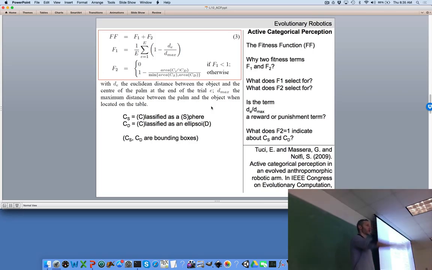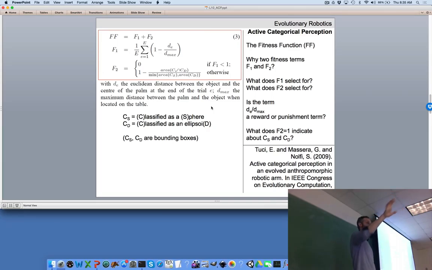F1 selects for robots that keep contact with the object. The palm is always touching the object in some way. Note that it's the distance between the palm and the object. The fitness function says nothing about what the fingers and the thumb are doing, or what the angle of the arm is for that matter, right? Just contact the object. How you manipulate it, that's up to you.